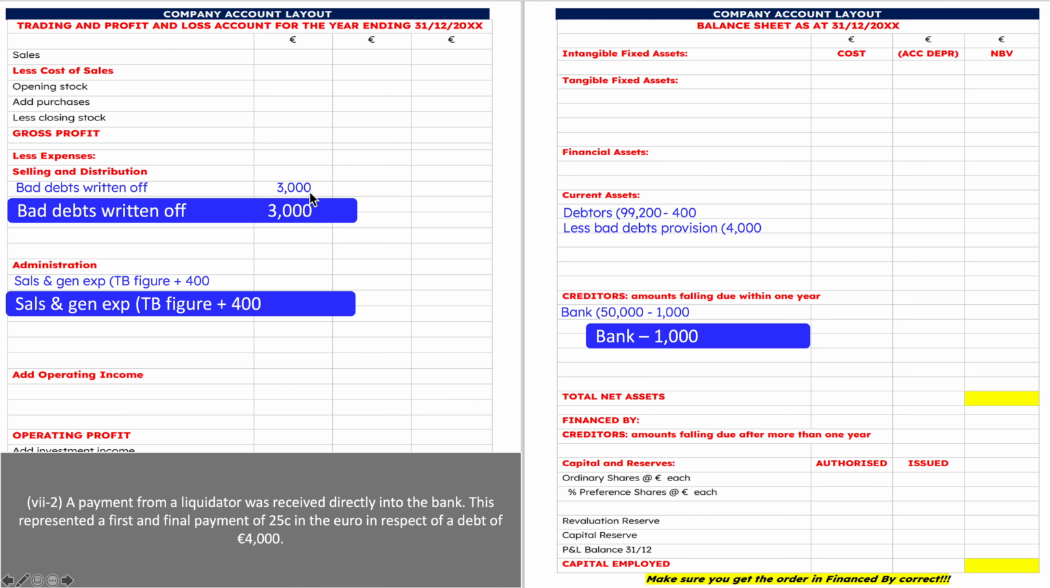Then we would have the other 3,000 that we have not received will be bad debts written off in the selling and distribution expenses. And we need to minus the whole amount from our debtors there. And that's that adjustment done.